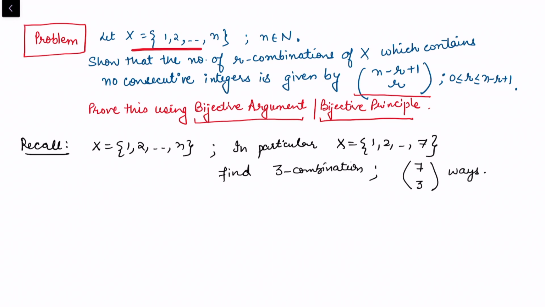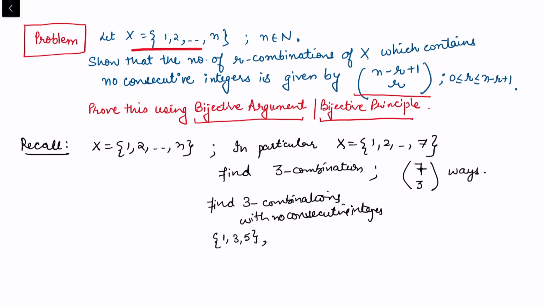But if the question says find 3-combinations with no consecutive integers, then I have to look again a little more carefully. I cannot simply write 7C3. In this case, what combinations can I have? 1, 3, 5. We can see we are skipping the consecutive integers. We can have 1, 3, 6; 1, 3, 7; or 1, 4, 6; or 1, 4, 7.